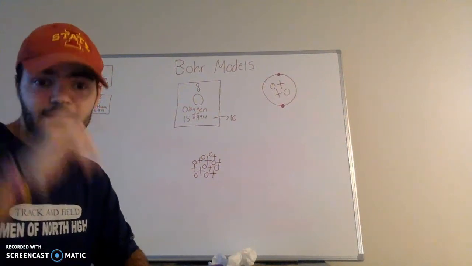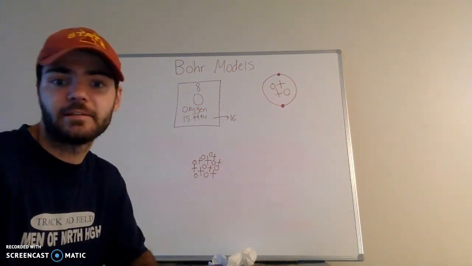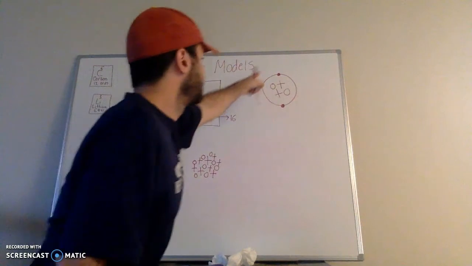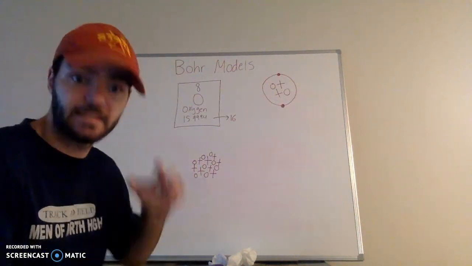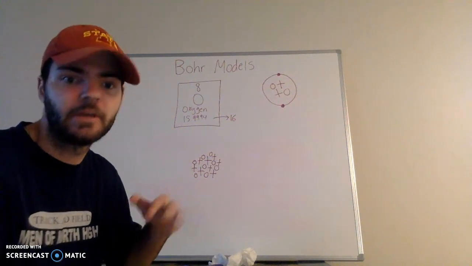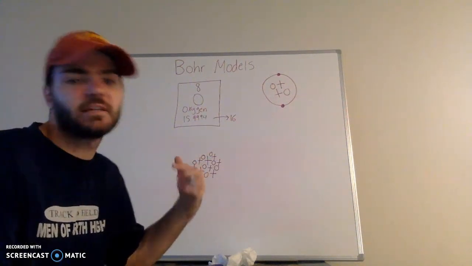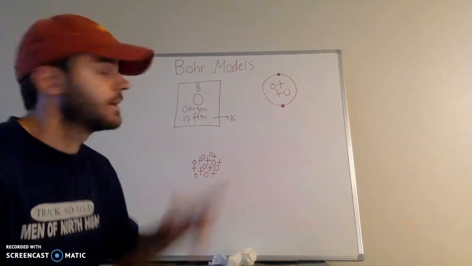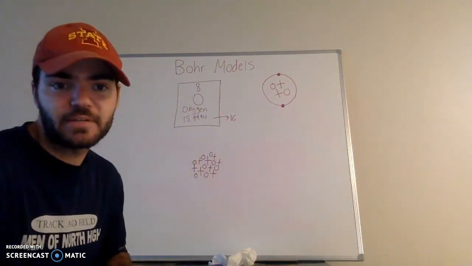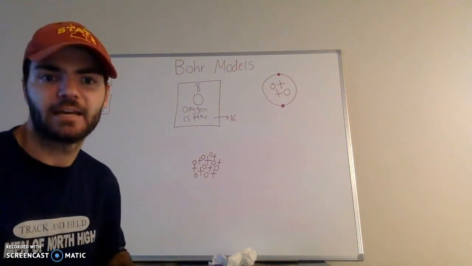Okay, next we need electrons, right? The guys moving around on the outside. And electrons in most cases, at least in this class this year, we're going to say that the amount of protons is always going to be equal to the amount of electrons. So for oxygen we have 8 protons, so we're going to have 8 electrons.